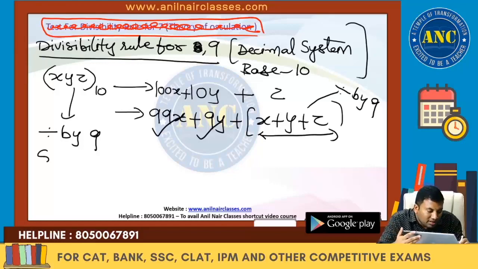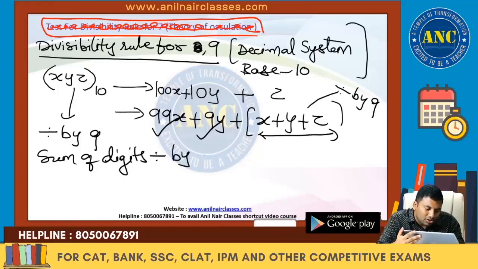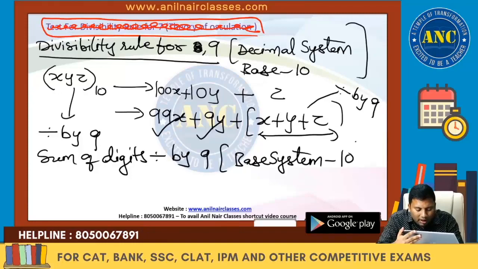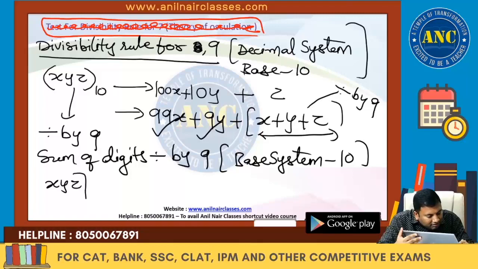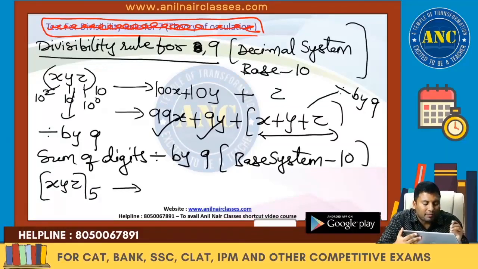Are you all with me? The sum of the digits should be divisible by 9 in base system 10. I hope it is clear. Now suppose I take base system 5. This is 10 power 0, this is 10 power 1 and this is 10 square. In base 5, this is 5 power 0, this is 5 power 1 and this is 5 square.